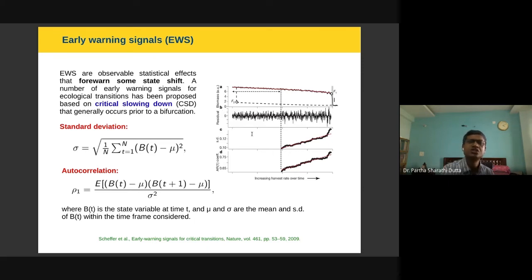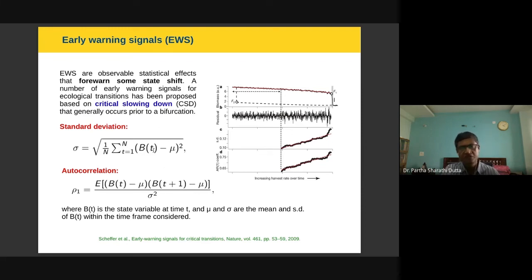Now we consider a moving window. Here I have considered a 50% moving window, but it is possible to do a more rigorous calculation to determine the width of the moving window. So what is a moving window? Let's say here I have 100 points. For the first 50 points, I will calculate the standard deviation and autocorrelation.